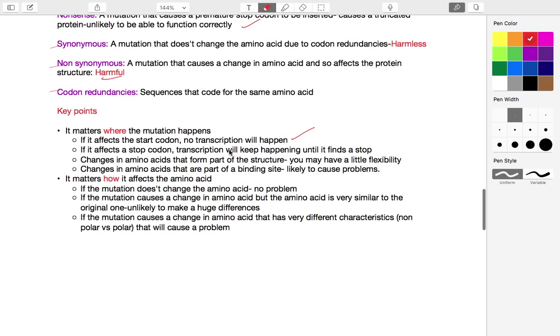If it affects the stop codon, translation will keep happening until it finds another stop. Changes in amino acids that form part of the structure, you may have a little bit of flexibility. So I've already mentioned, if the change from leucine to isoleucine was in the structural part of the protein, you might be able to get away with it. If it happens in part of the binding site, so changes in amino acids that are part of the binding site are likely to cause problems. And it matters how it affected the amino acid. If the mutation doesn't change the amino acid, no problem.